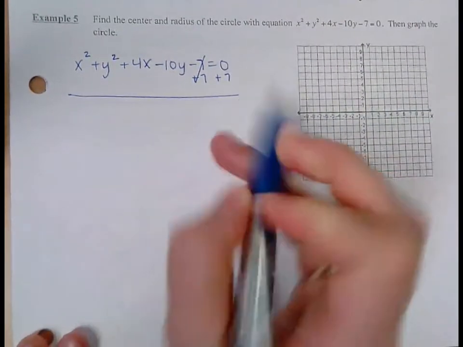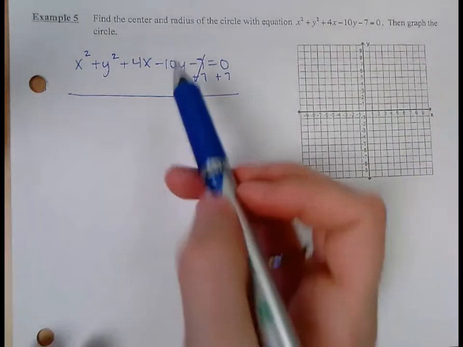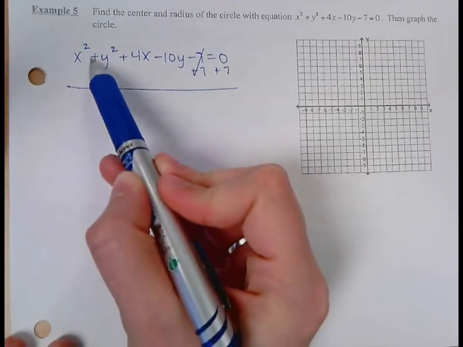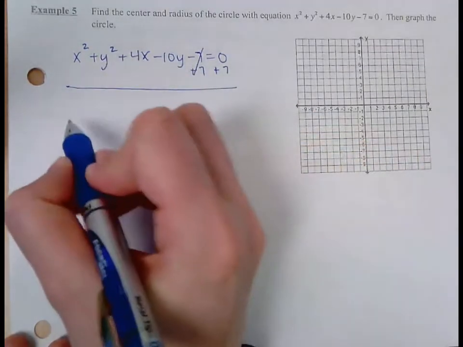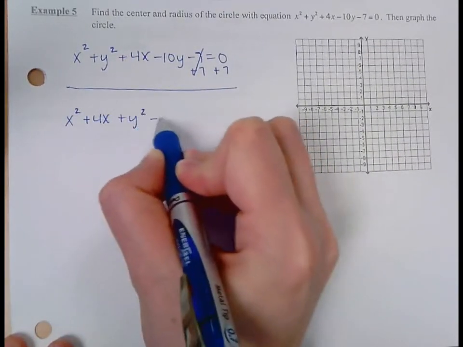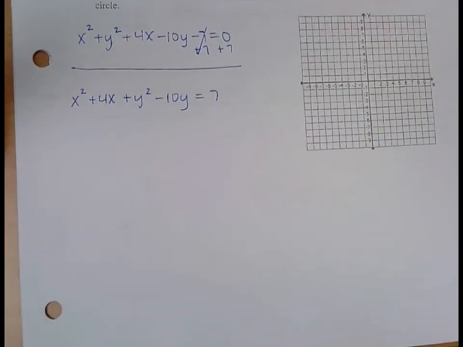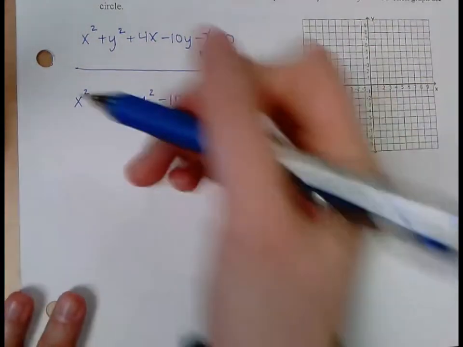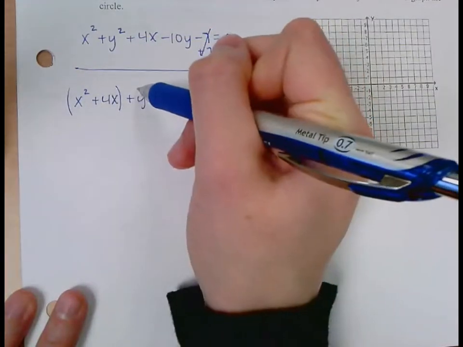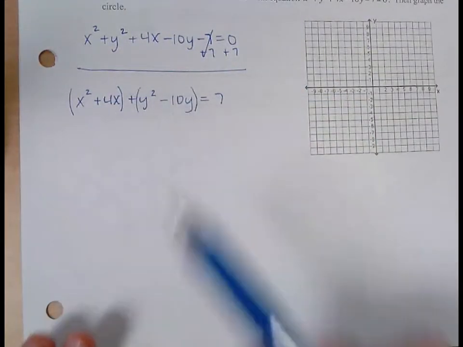But then also, I want to rearrange my x and my y terms. I want my x terms written together and my y terms written together. So I'll write x squared and then plus 4x, then plus y squared minus 10y, and then equals 7 since I moved it to the other side. Once you have that, you group the x's together and the y's together, and you complete the square for both of these.